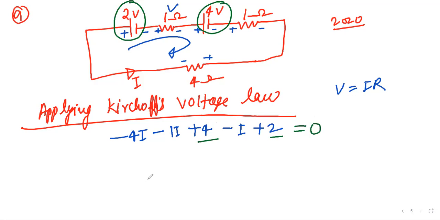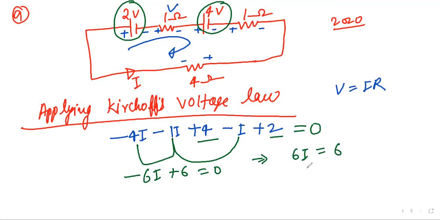Right. Now we know the values and we have put them in. So add these three values. So how much will it be? Minus of 6I plus 6 equals 0. Then it will become 6I equals 6. So I will be how much? It is equal to 1. So I equals 1 ampere, applying Kirchhoff's second law. Right. So this was asked in 2020.